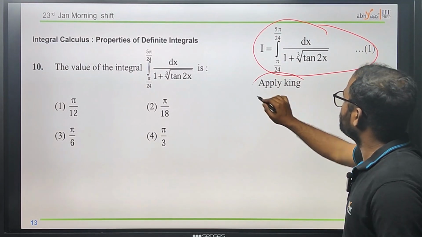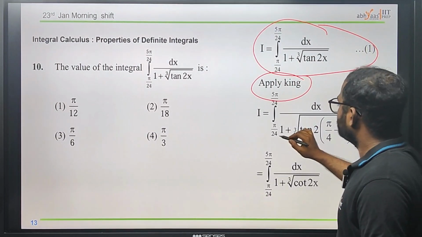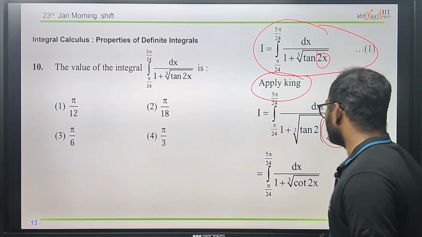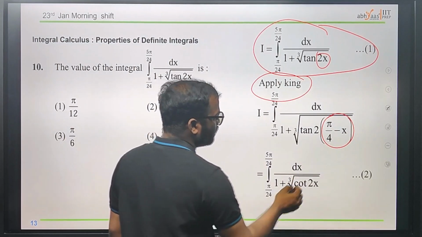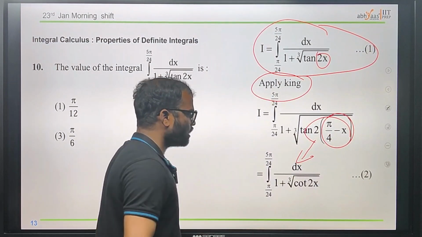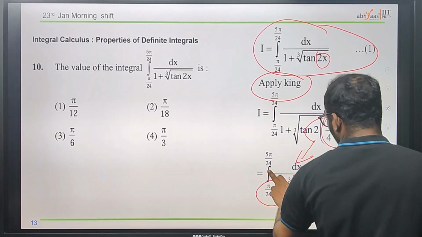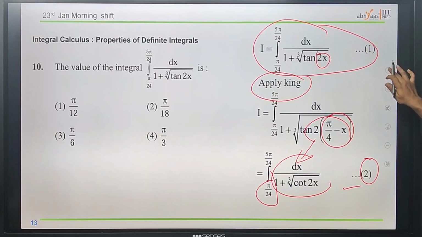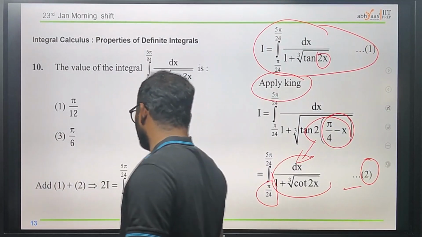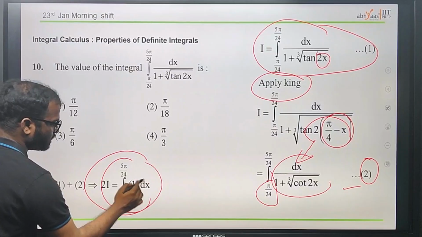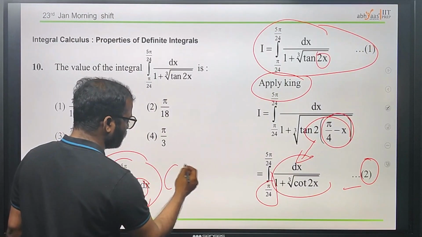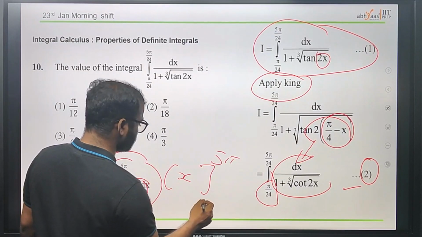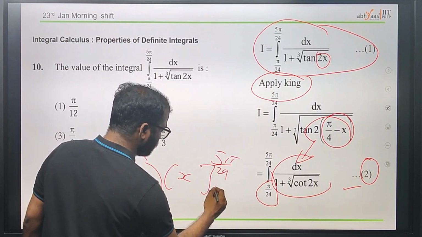Okay, applying King's property, similarly we have another equation which is pi by 24 to this one. Making 2x in place of 2x, we can write it as pi by 4 minus x, as a King's property. Now after that we can write this as pi by 24, which is taken as equation 2. Now adding equation 1 and 2, we will have 2I is equal to this one, which makes this pi by 24.